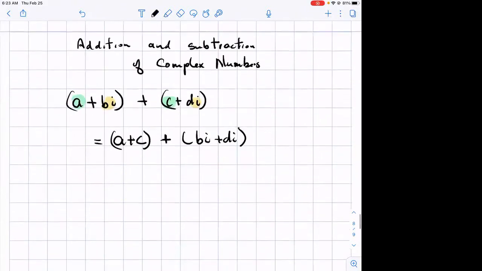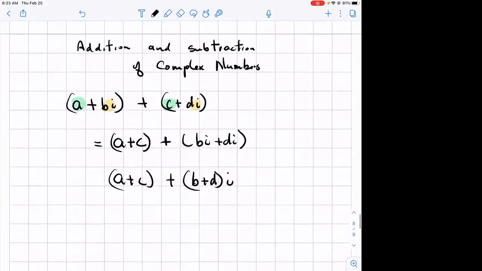And sometimes we can simplify or write this a different way. We can say that this is b plus d parentheses i, where you clearly see that that's the imaginary part. Okay, clearly you see that that is the imaginary part. And the same goes for subtraction, right? So this is for addition.